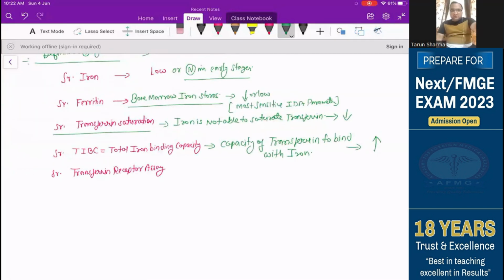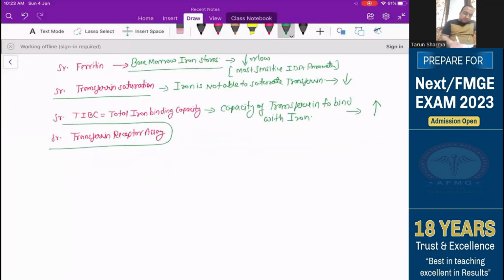So transferrin will try to bind with every molecule of iron that is there. So that's why it is going to increase its binding capacity, while there is no iron to bind with the transferrin. So serum transferrin saturation will be falling while the capacity of the transferrin to bind with the iron will be increasing.